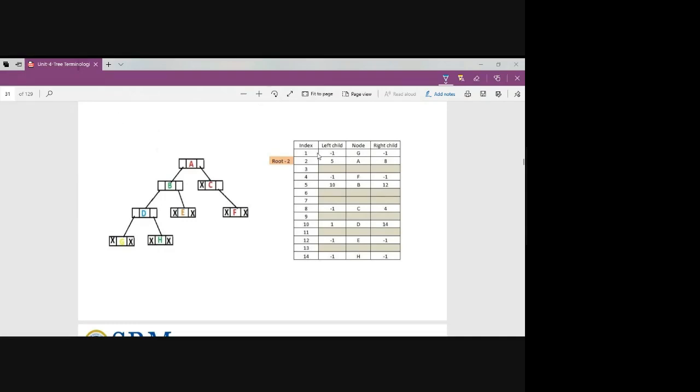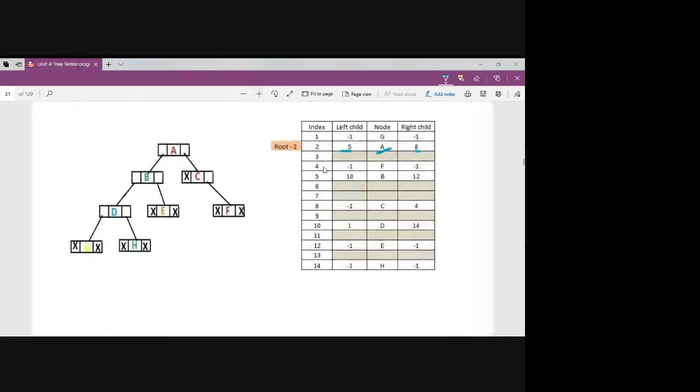Maybe I can call it a head node. Now when you come to the first node, A is the first node. Its left is stored as the value 5. So go and see in position 5, you will have B. B is in 5, so the left child position is 5. And C is in 8, so the right child is represented as 8.